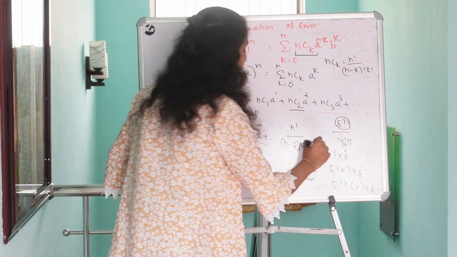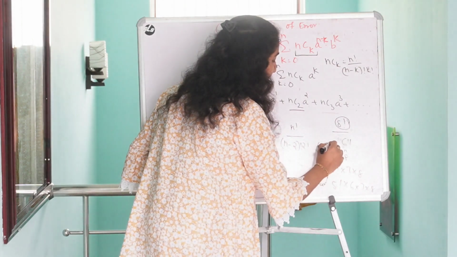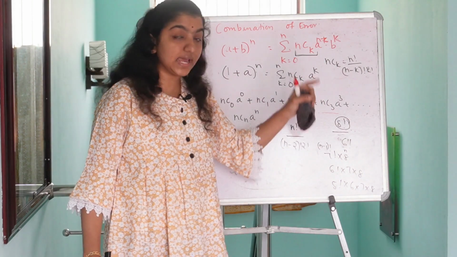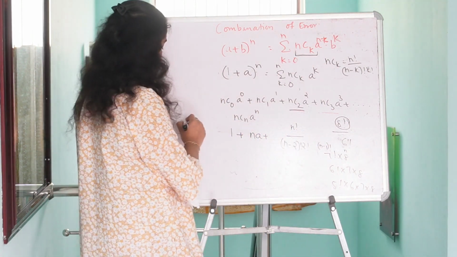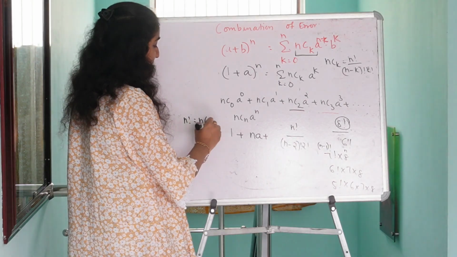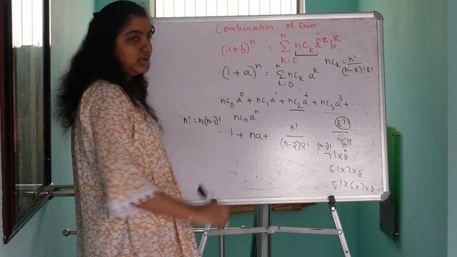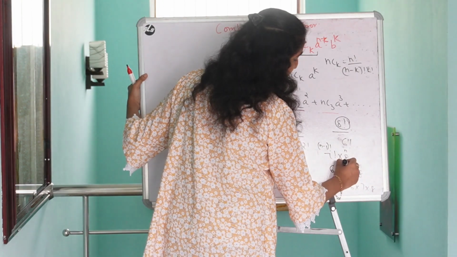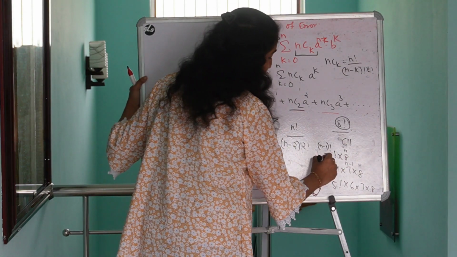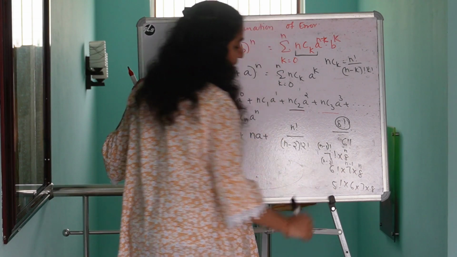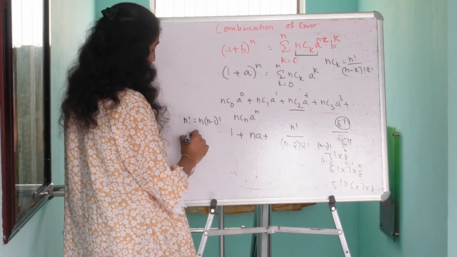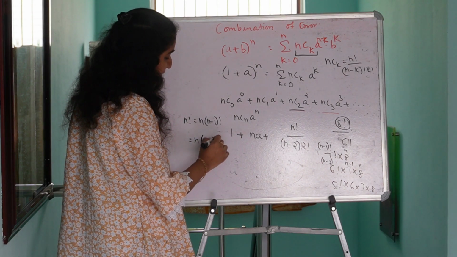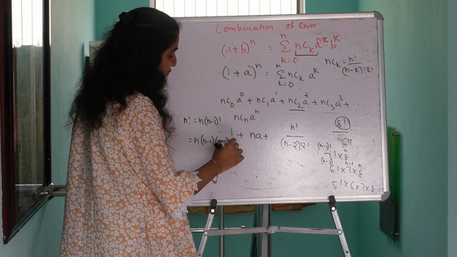What is 7 equal to? 7 is equal to n minus 1. So what is n factorial equal to? We can say n into n minus 1 factorial. n factorial is equal to n into n minus 1 factorial. So I am considering 8 as n. What is 7? 7 is n minus 1. What is 6? 6 is equal to n minus 2. Again we can say n factorial is equal to n into n minus 1 into n minus 2 factorial.